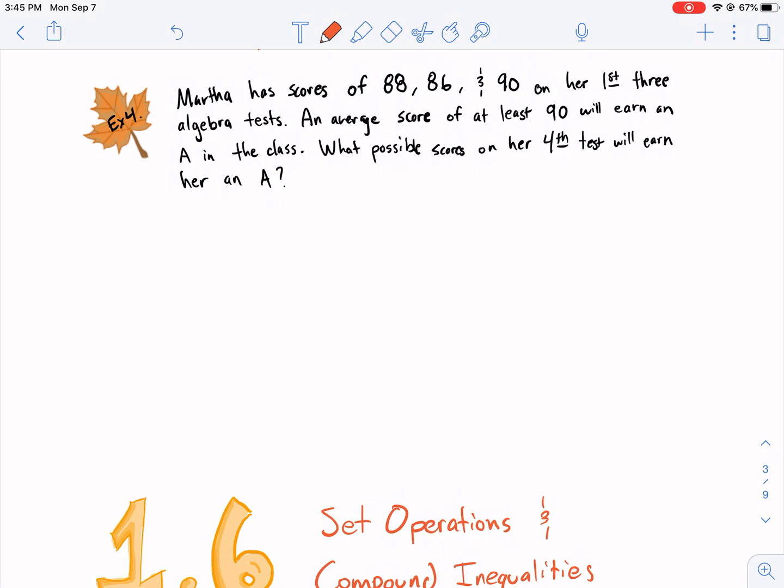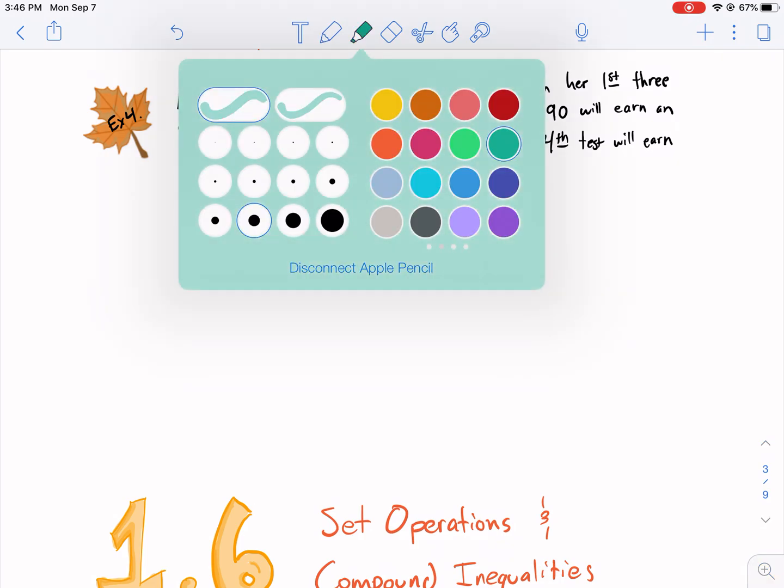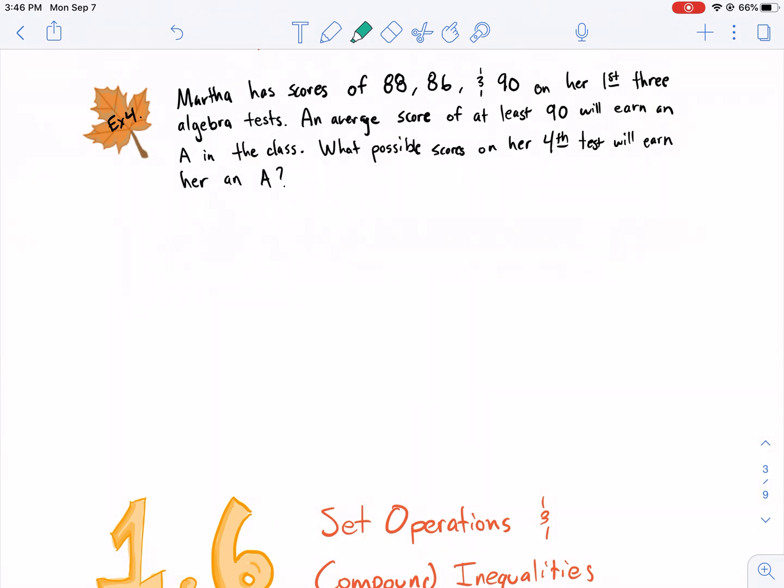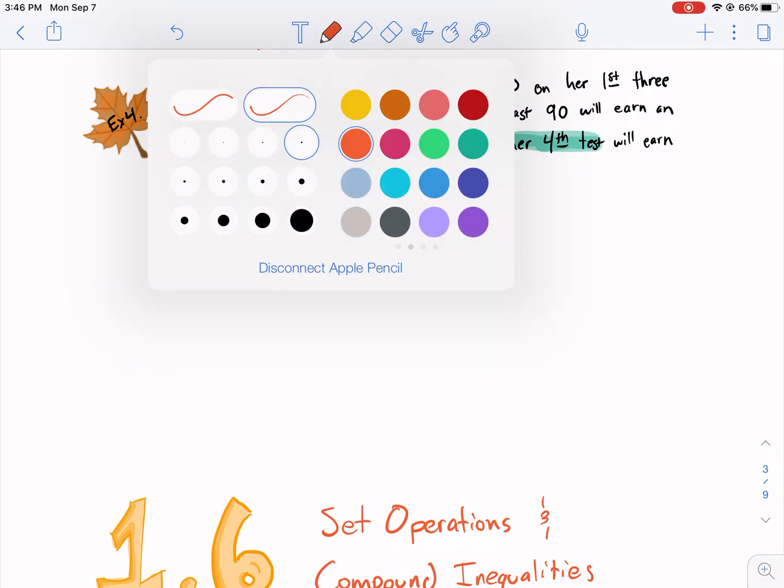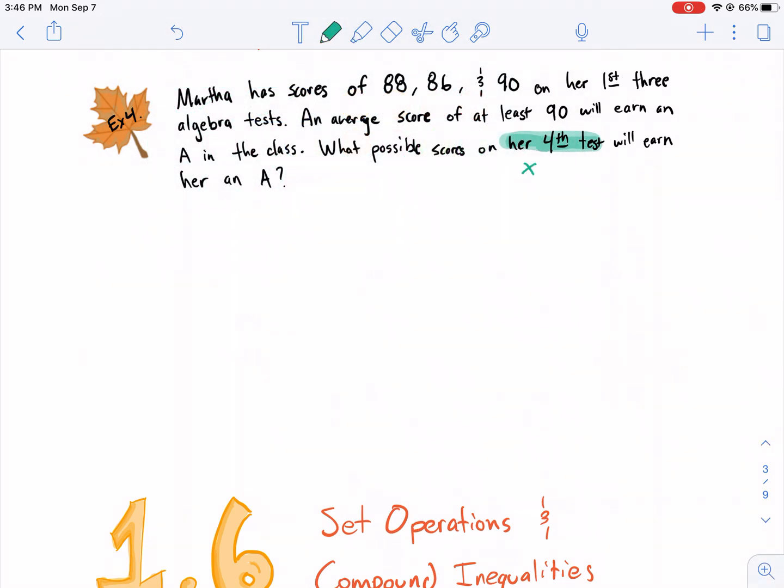So Martha has scores of 88, 86, 90 on her first 3 algebra tests. An average score of at least 90 will earn an A in the class. What possible scores on her 4th test will earn her an A? So let's assign the variable first. We have a variable here. It's going to be green. It says, what possible scores on her 4th test? So what is the variable? Her 4th test is going to be the variable. Let's call that x. So x equals her 4th test.